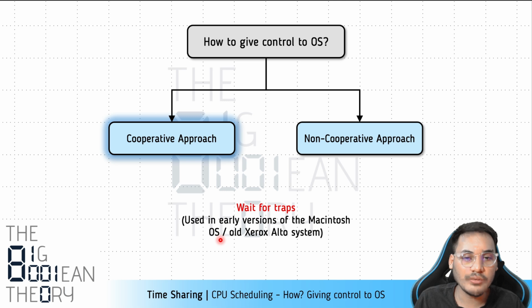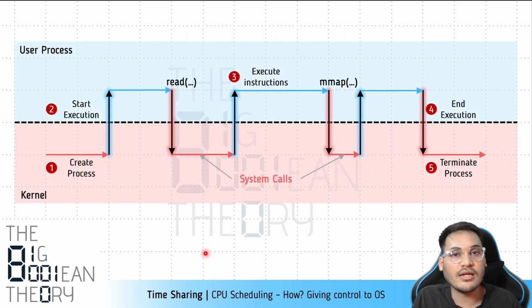So let's now see what this approach actually is. As I discussed, there are different kinds of traps, and whenever one of these traps happens, control is transferred to the operating system. The first example of a trap is the system call. As you can see in this timeline diagram, there are two parts: the user process and the operating system. All of these blue arrows depict that the user process is executing, and all of these red arrows mean that the operating system is executing.